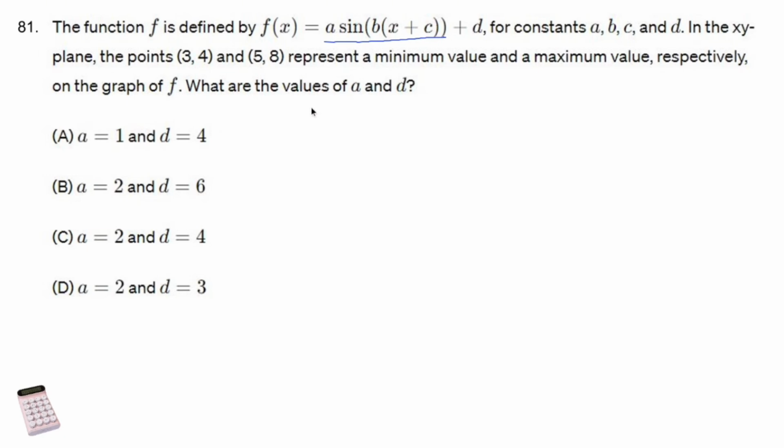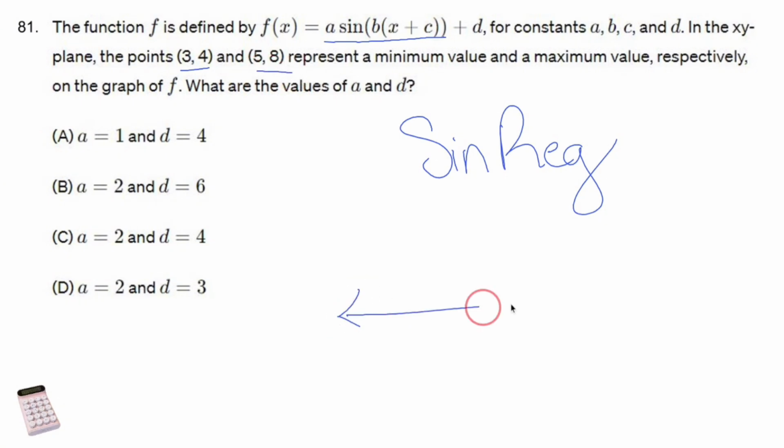Now, I'm not going to use a calculator here. There's a thing in your calculator called sine reg, and maybe this will do the job for you, but I'm not sure if you can do sine reg with only 2 points. I'm going to envision this without the use of a calculator. It tells me that one point is a minimum and one is a maximum. So if I graph that, with the minimum at (3, 4) and the maximum at (5, 8), it's going to look something like this.